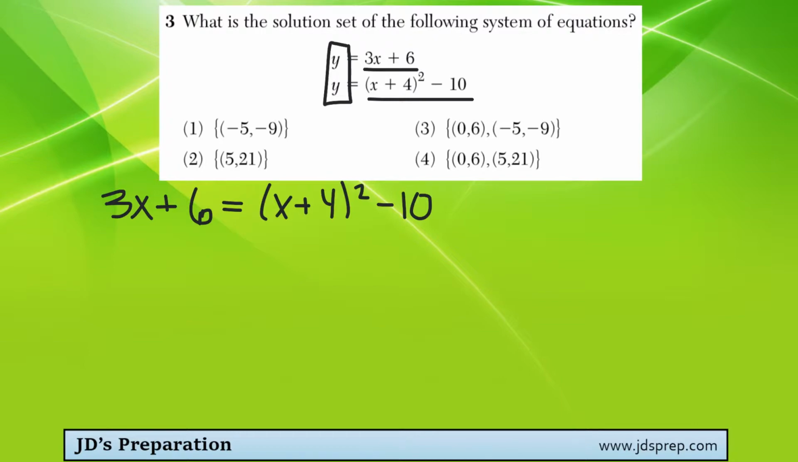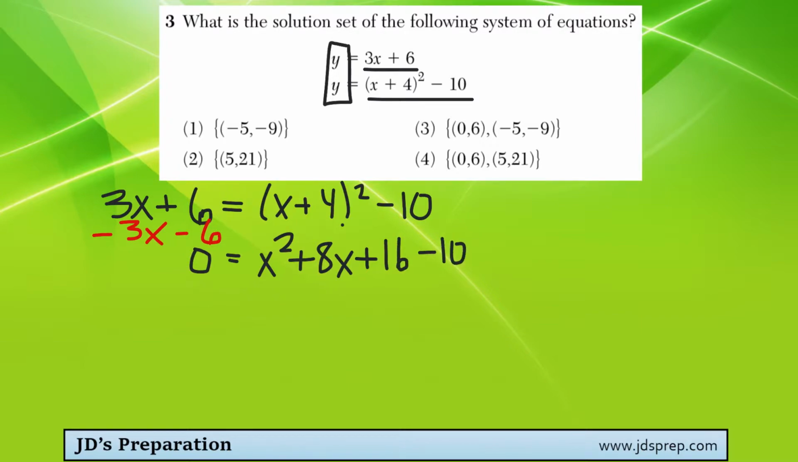So let's get started by subtracting everything from the left side there. And so now we'll have just 0. And on the right side, I'm going to expand x plus 4 squared. That would get me x squared plus 8x plus 16. That minus 10 is still there. And then now we're going to be subtracting that 3x and 6.